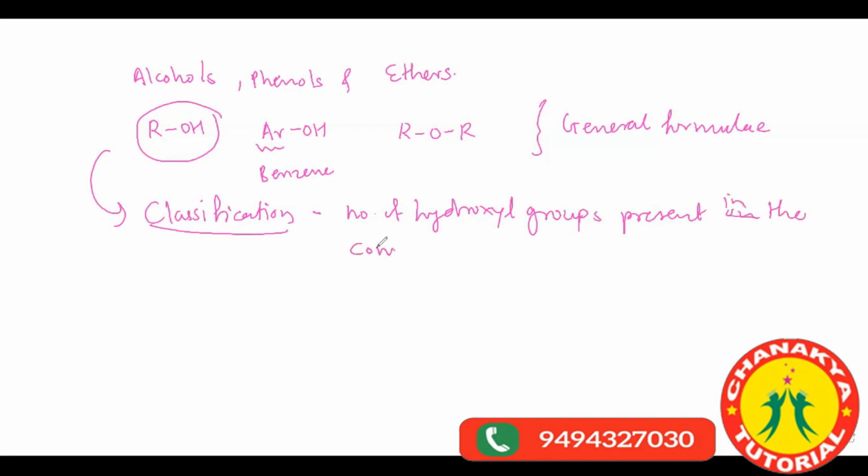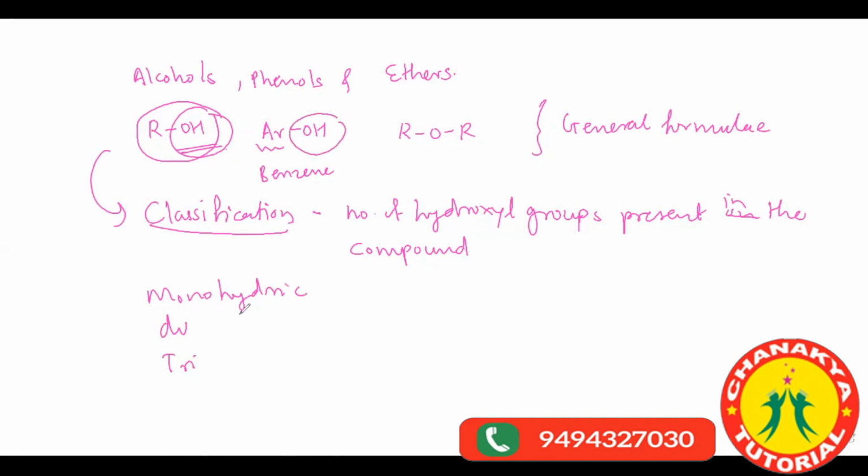Okay. Because our functional group is nothing but what? OH in this case, right? So how many OH are present? According to that, we can classify it as mono, di, or tri hydric, because this hydroxyl group is considered as a hydric group.